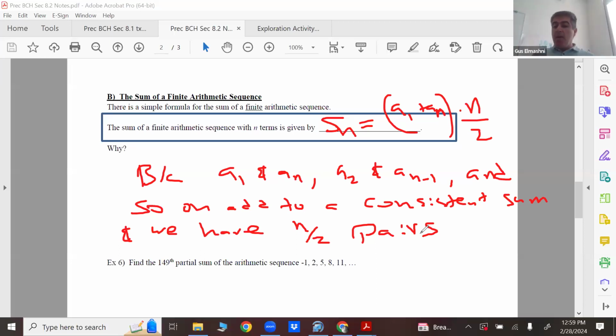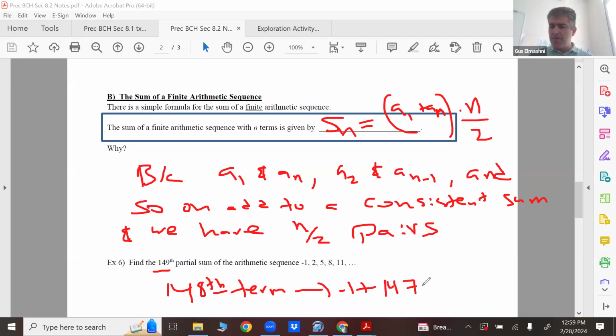Why does this work? Because A1 and A sub n, A2 and A sub n minus 1, and so on, add to a consistent sum, and we have n over 2 pairs. That's the reason why. Now, if you want to find the 149th partial sum, well, let's find the 148th term first. What's the 148th term going to be? -1 plus how many? What's the common difference here?